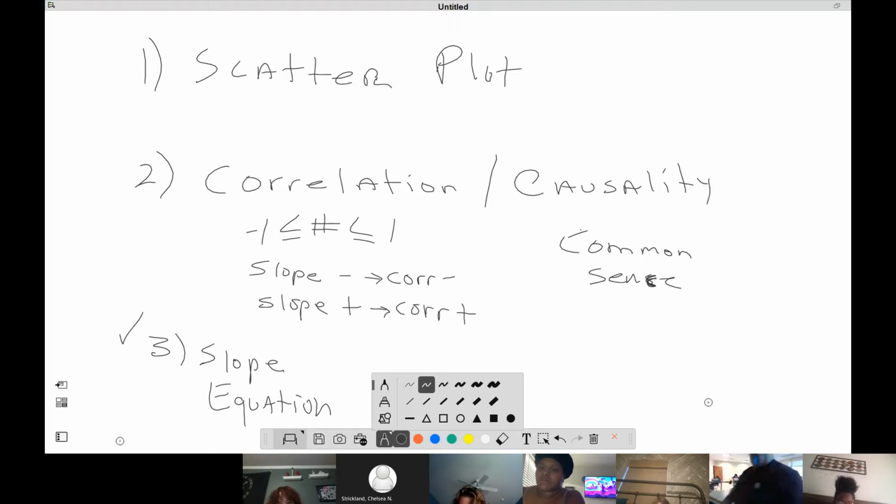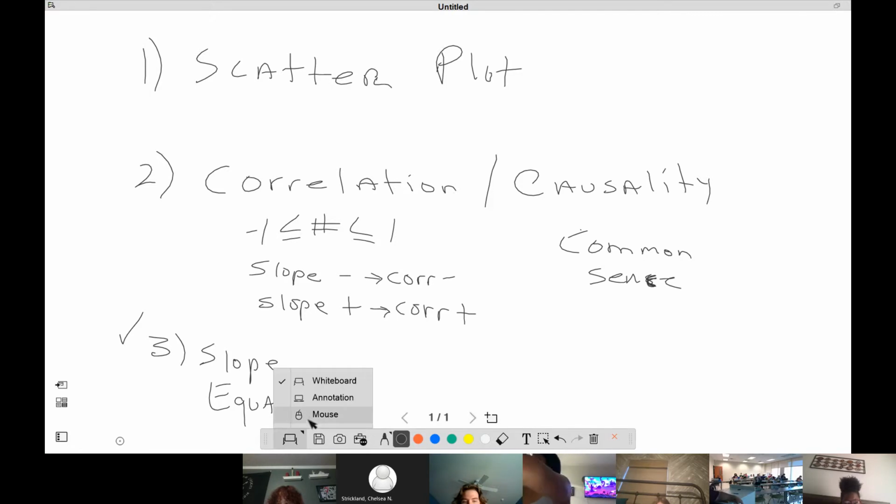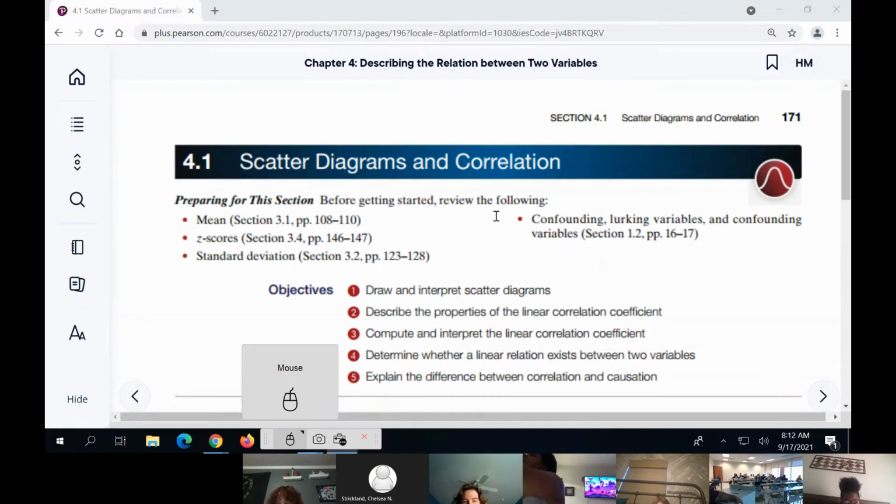Now that's 4.1 and 4.2. Now I'm going to go over everything that you need to know for the test with 4.1 and 4.2. Okay? And I'm going to hit through the book because it's a whole lot easier to do it through the book.